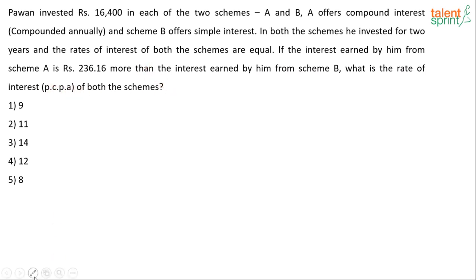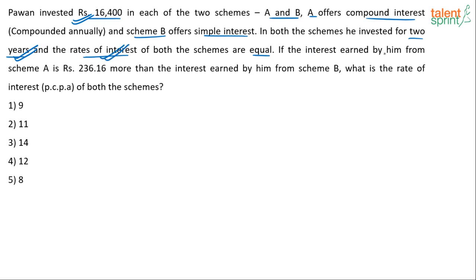Alright, so I think a simple question there on simple and compound interest. He's invested 16,400 in two different schemes, right? Each in two different schemes, scheme A and scheme B, where scheme A offers compound interest compounded annually and scheme B offers simple interest. He invested for 2 years in both the schemes and the rates of interest are also equal. So same principal amount in both the schemes, same time period in both the schemes and same rate of interest in both the schemes.